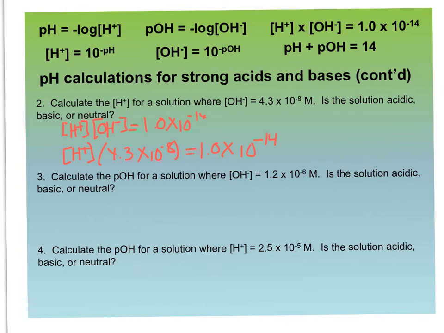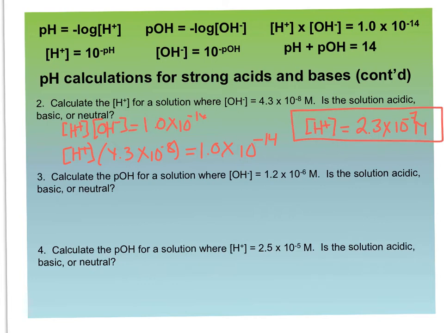So let's go ahead and plug it in and see what our answer is. The H+ concentration ends up being 2.3 times 10 to the negative 7th molar. Again, if it's a concentration, make sure that you have your units there.